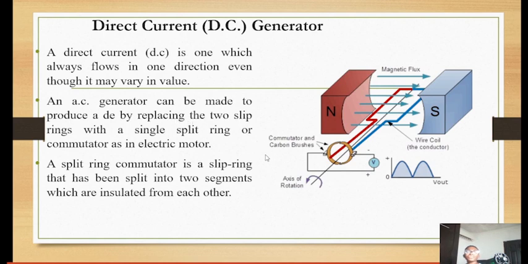DC current by replacing the two slip rings with a single split ring or commutator, as in an electric motor. A split ring commutator is a slip ring that has been split into two segments which are insulated from each other.